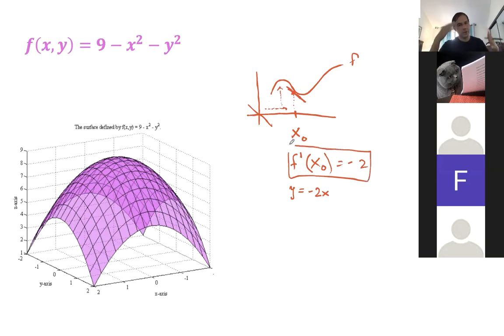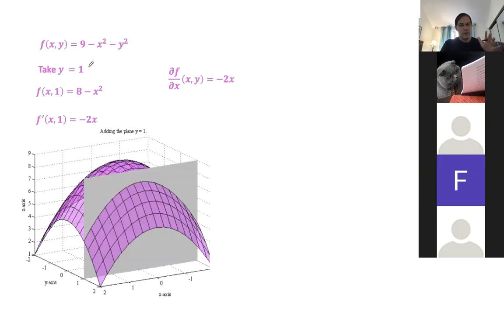Now, how to think of partial derivatives? How to think of those two numbers? Because if I have this function f of xy equals 9 minus x squared minus y squared, here's the graph of this function. I can compute the partial derivative of this function with respect to x and with respect to y, and how to think of the partial derivative.